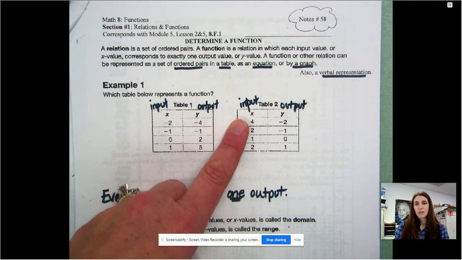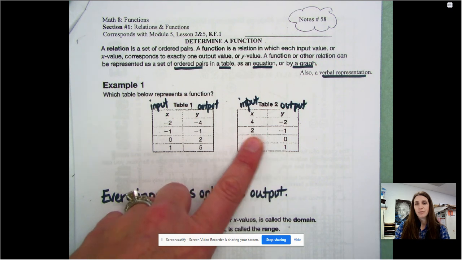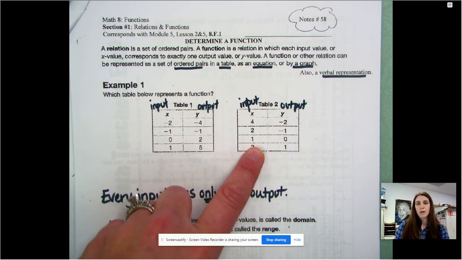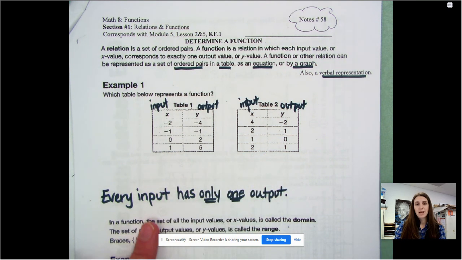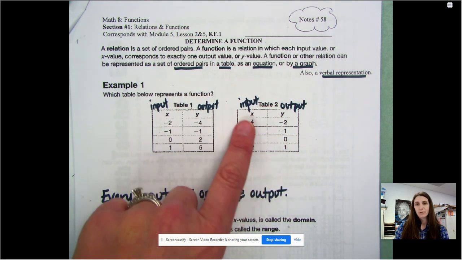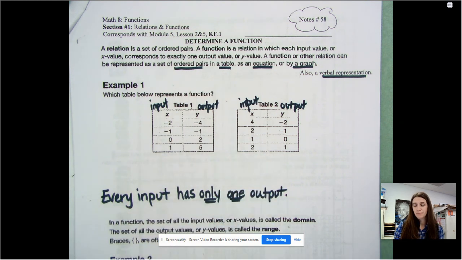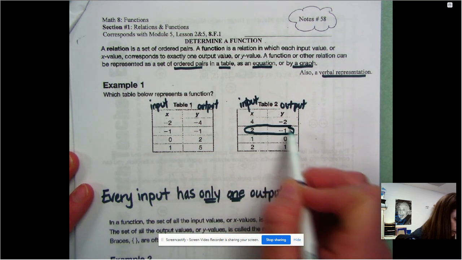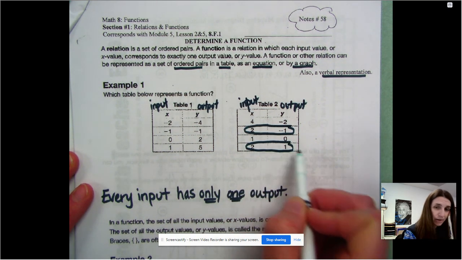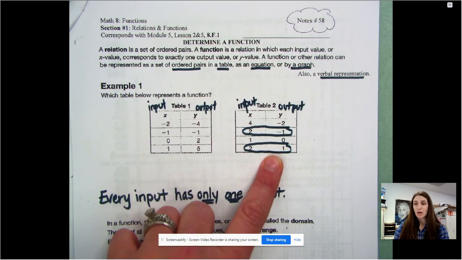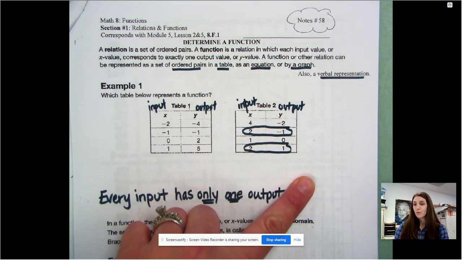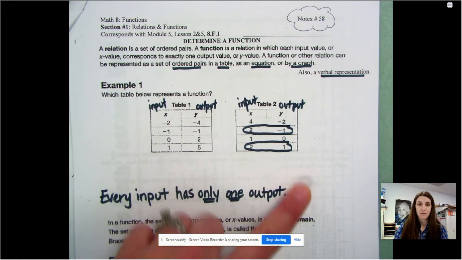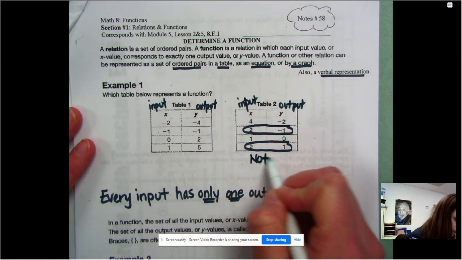Let's check out the inputs for table 2. I input 4, I get out -2. I input 2, I get out -1. I input 1, I get out a 0. I input 2, I get out a 1. Does every input, every value, have only one output? No. So right here, the input of 2 happened twice, and their outputs are different. Therefore, this is not a function. Not a function.